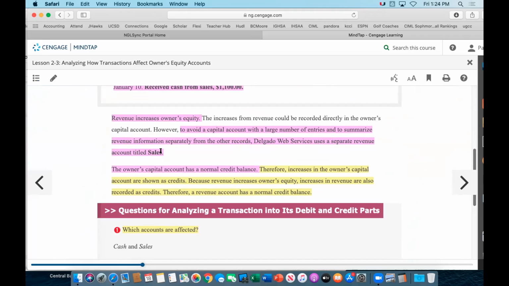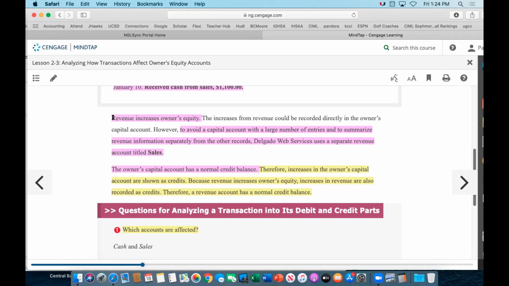Okay. Sales, and why are we doing it? Again, I maybe didn't explain it very well. We want to avoid capital having these huge, large numbers. We don't know how it's divided. So we have this account we're increasing or decreasing, whatever. But we're starting this sales account.